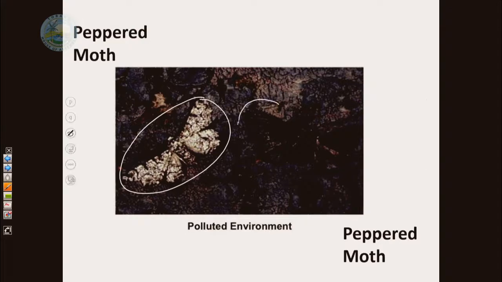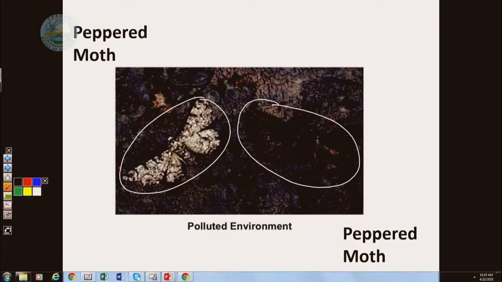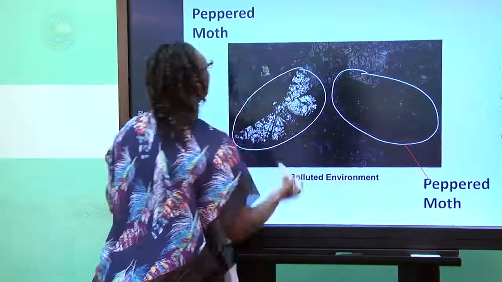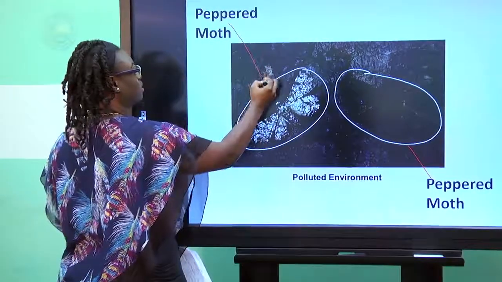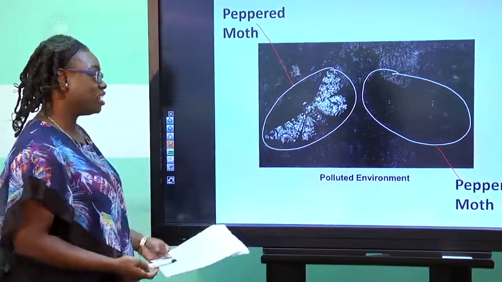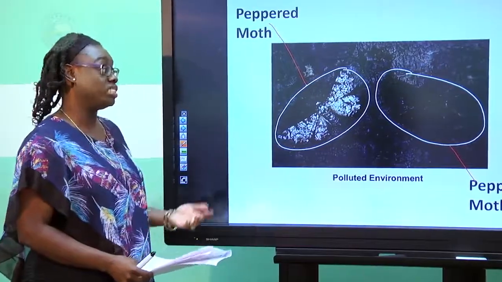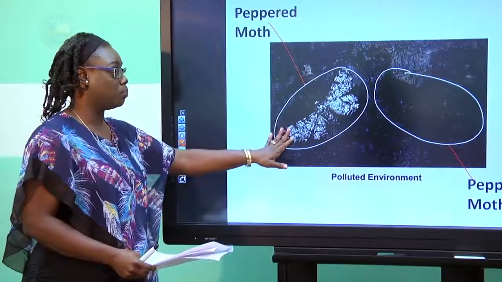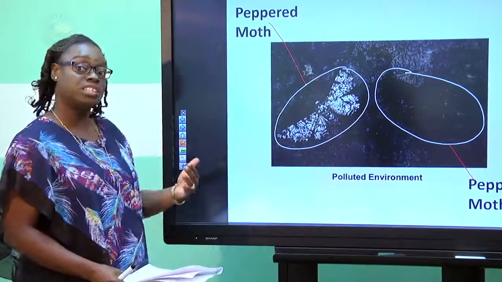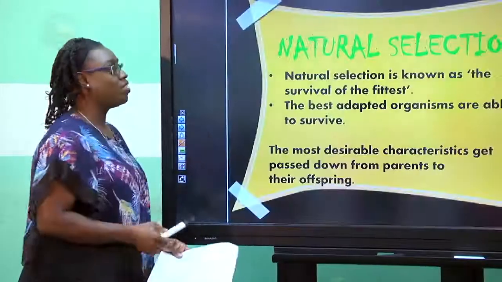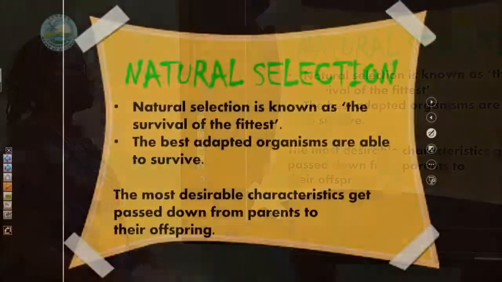Again, our peppered moths are resting on the tree barks, but what do you observe? The dark peppered moth is now camouflaged, whereas the white peppered moth is more highly observed or easily seen. So the birds are obviously going to select the moth that they would see first over the ones that are camouflaged. And that is what we call natural selection.